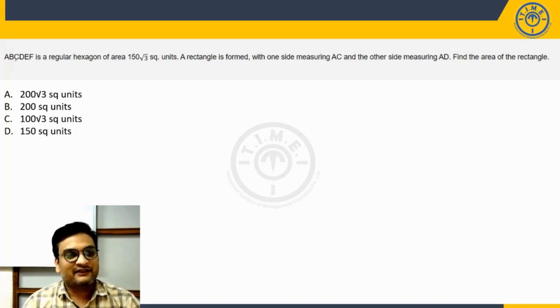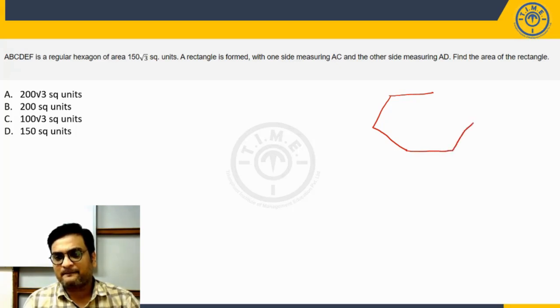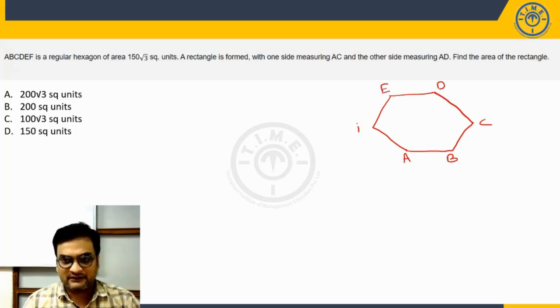So let's get started. It says ABCDEF is a regular hexagon. Hexagon would mean a six-sided polygon, and it's also regular, meaning all interior angles and all sides are equal. So if I draw a rough representation of a regular hexagon, all sides are equal. Say this is A, B, C, D, E, F. It's a rough diagram, again, I'm repeating this.